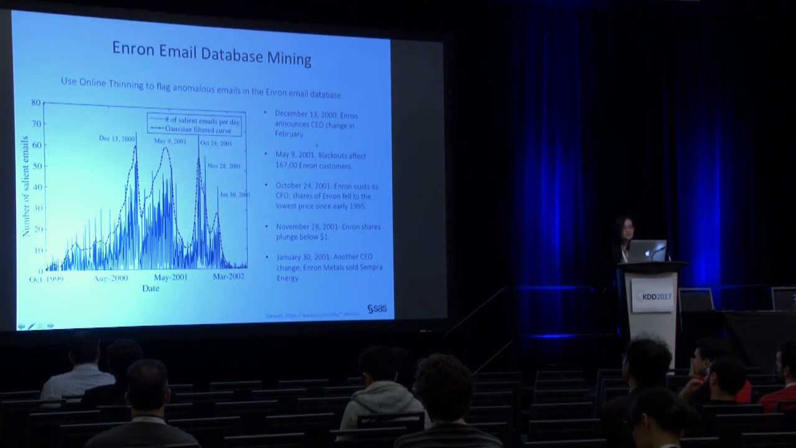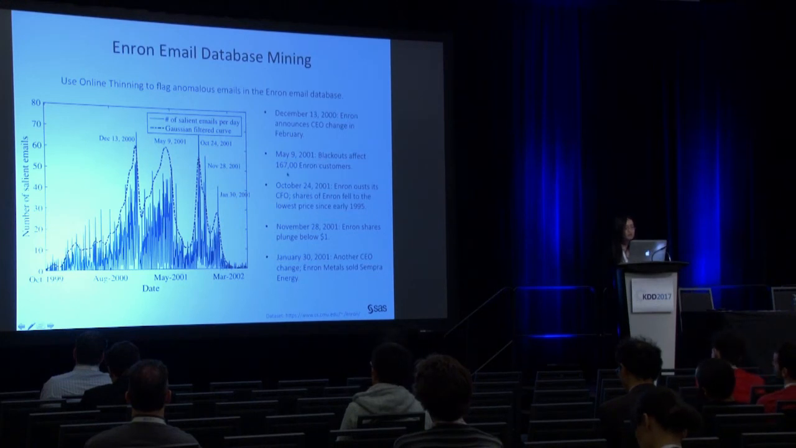Basically, you can see the things that are flagged are the big events happening in the company. For example, CEO changes, big blackouts affecting numerous customers, another CFO ousting, the shares plunging below $1, and another CEO change.